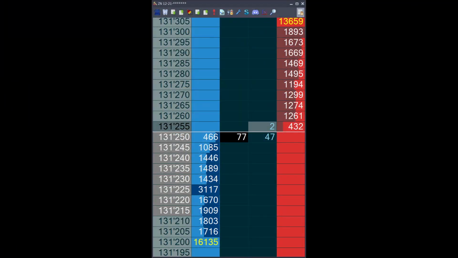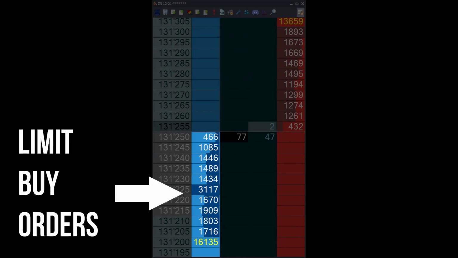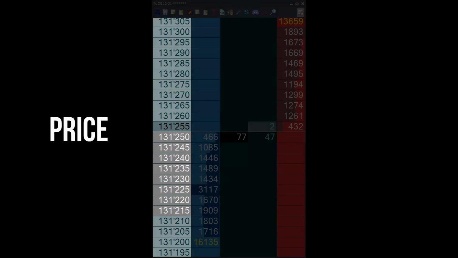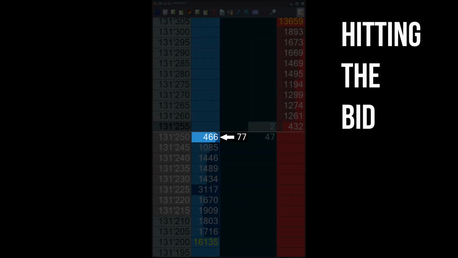The lines that we talked about are called limit orders, an order to buy or sell at a specific price. On our DOM, the orange-red column is for limit sell orders, and the blue column is for limit buy orders. The number indicates how many orders are in the queue at that price. Now, my DOM also has two middle columns to show the market orders being submitted to fill the limit orders. When you submit a market order, we call that hitting. For instance, a market sell order is hitting the bid.